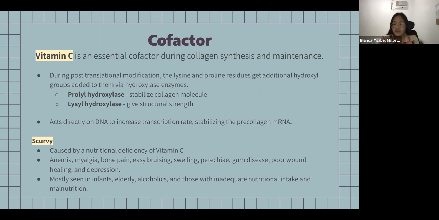Vitamin C also acts on the DNA to increase transcription rate, resulting in a more stabilized pre-collagen mRNA. When there is a deficiency of vitamin C, pre-collagen transcription decreases, and the person may be diagnosed with scurvy. In scurvy, collagen synthesis is inhibited by vitamin C deficiency, resulting in defective collagen formation. Symptoms may be anemia, myalgia, bone pain, easy bruising, swelling, petechiae, gum disease, poor wound healing, and depression. It is mostly seen in infants, the elderly, alcoholics, and those with inadequate intake.